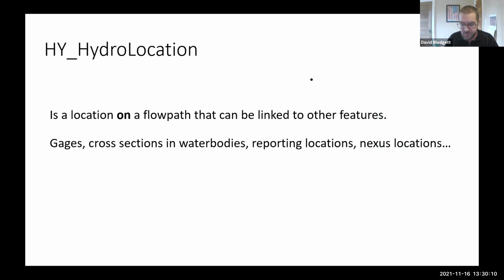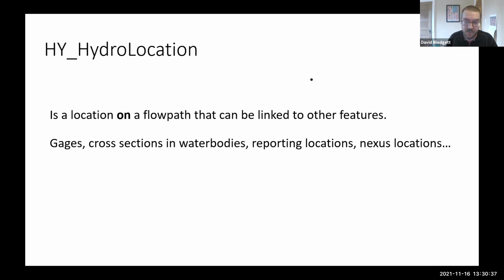Another feature that's really important to recognize here is the lowly hydrolocation, which I've got represented as a dot. That's not a dirty screen, it's just a dot. A hydrolocation is a location along a flow path that we use to link to other things. It becomes kind of the most valuable feature in any data set because it's the thing that actually relates your data set to the rest of the world.